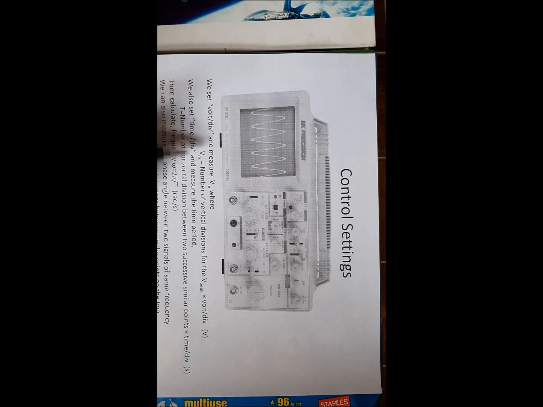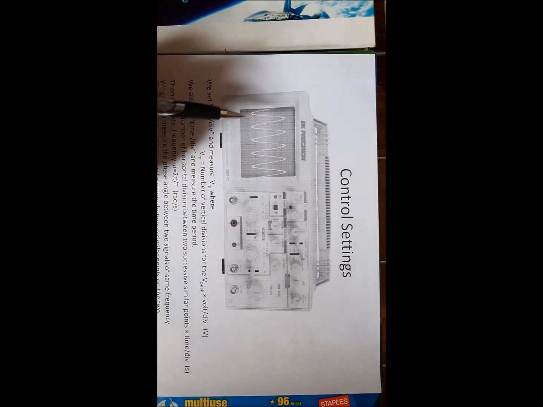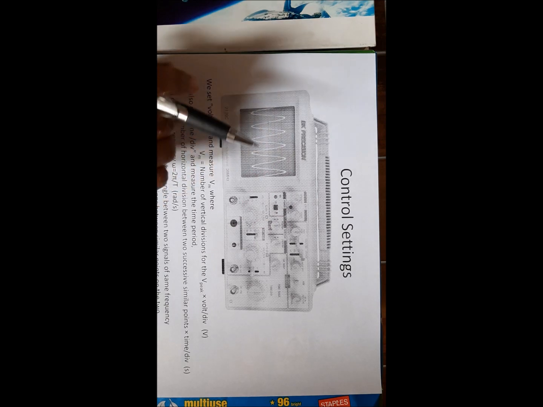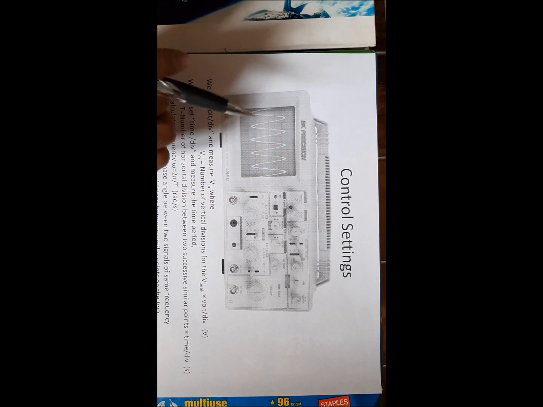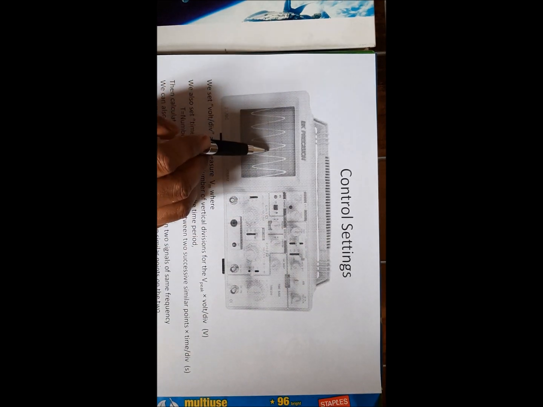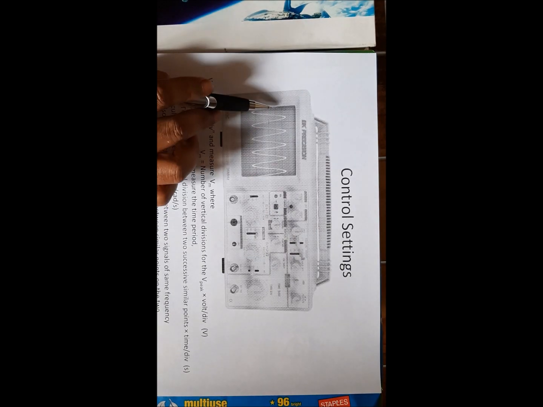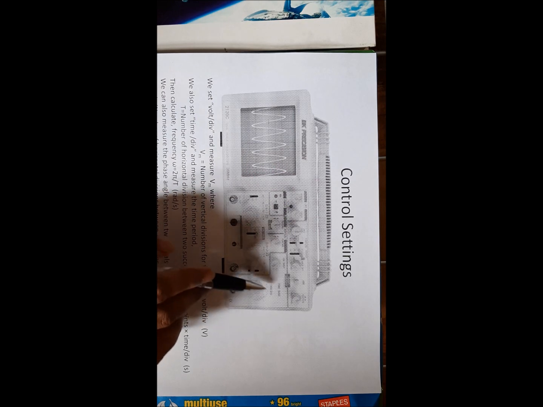And we also set time division. This is the knob for setting the time division. If you wanted to get the wavelength wider, you can set this, or you can make the wavelength narrower. So basically, how many cycles you want to fit in this screen depends on the settings you made from this time per division knob. So from this time per division knob, you can find the frequency of the wave.